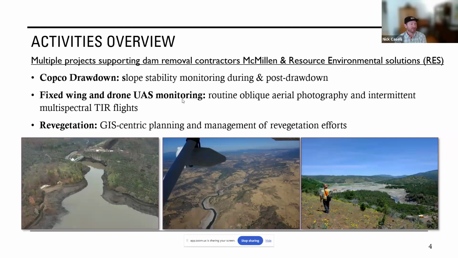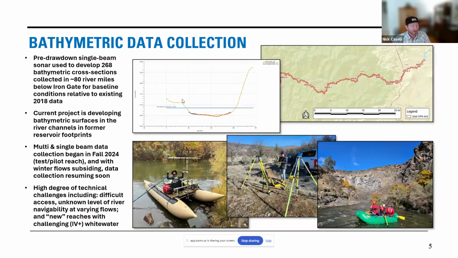And then as we proceeded into drawdown and removal, we did a slope stability monitoring project for McMillan during drawdown. We were involved with routine fixed wing and drone monitoring of the landscape there. And probably where we were most involved, and what Kaya is going to get into more details of in a bit, was revegetation of the former reservoir footprints. That's been a multi-year process and will continue for quite some time. So I'll briefly touch on a few of these activities.